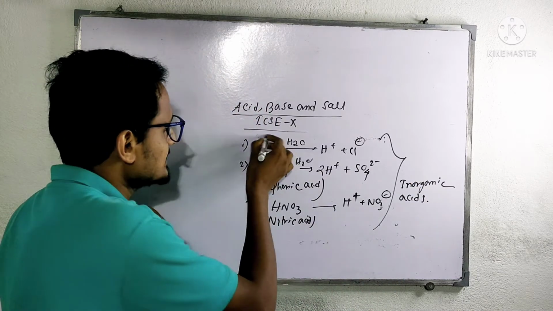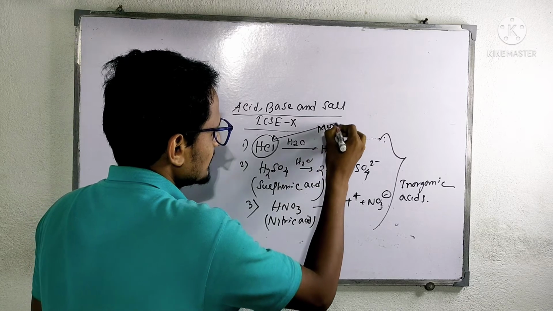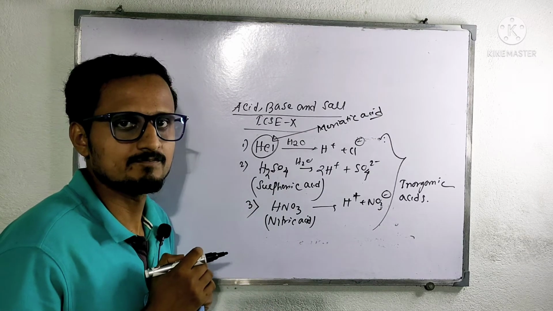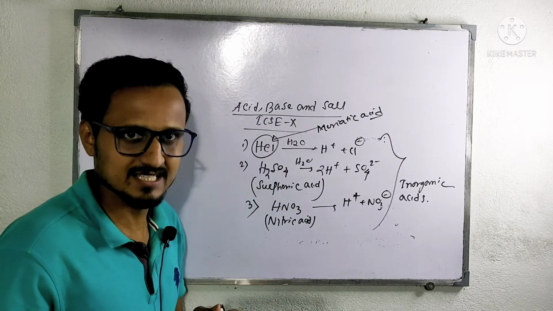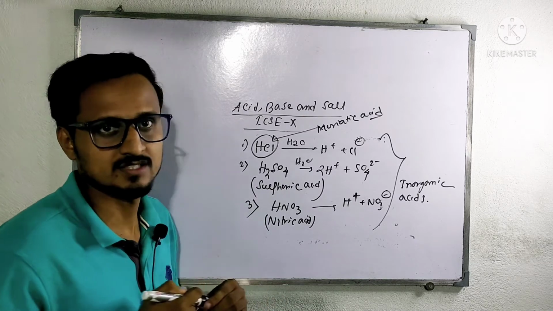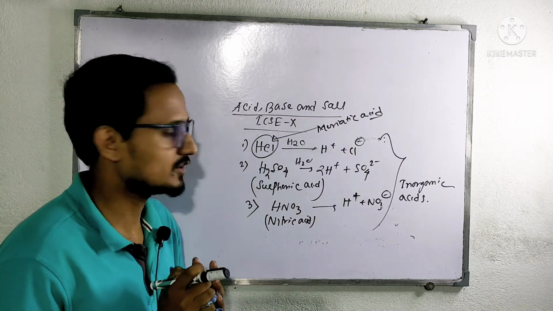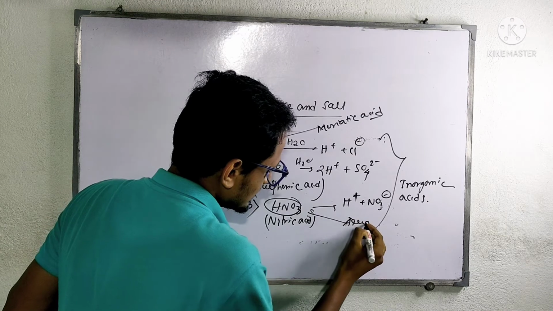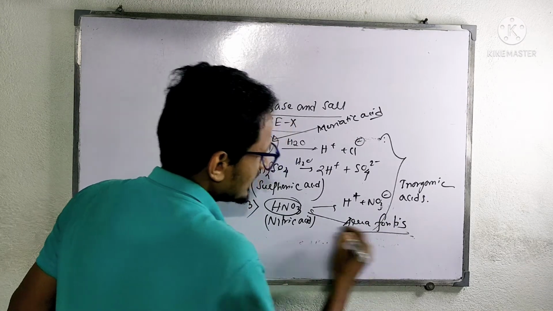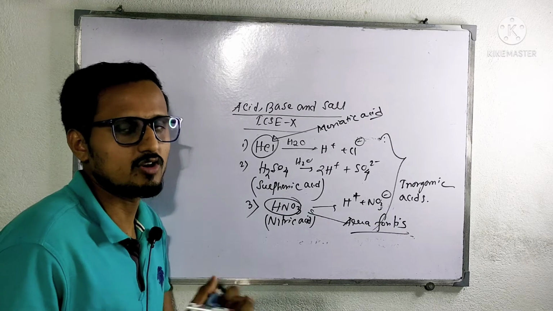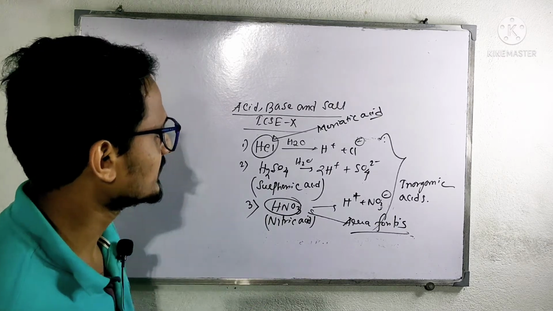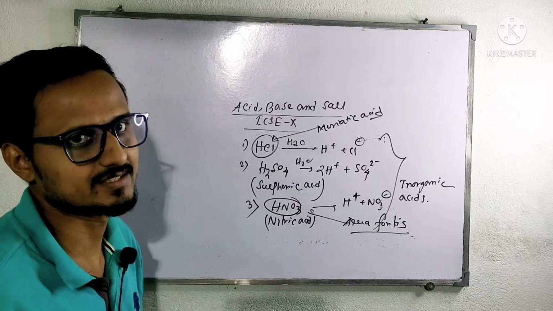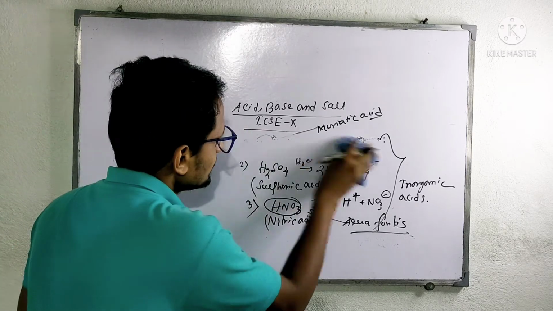Now normally this HCl is called muriatic acid. Okay, because HCl we are using in our daily life to clean the washrooms like that. So it is muriatic acid. Nitric acid is called aqua fortis. Another name of nitric acid is aqua fortis. Okay. So this one we can keep in mind that nitric acid is aqua fortis and HCl is muriatic acid.